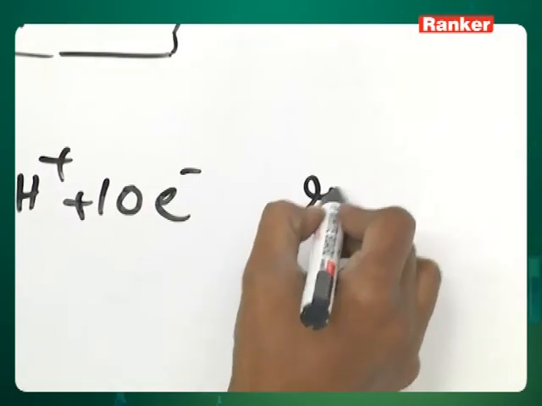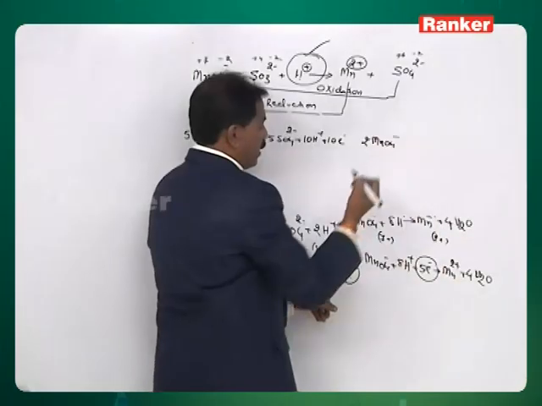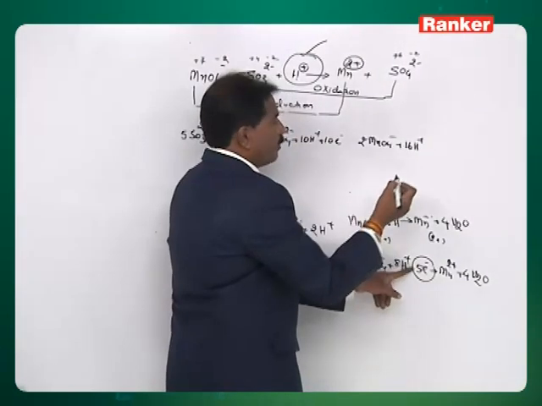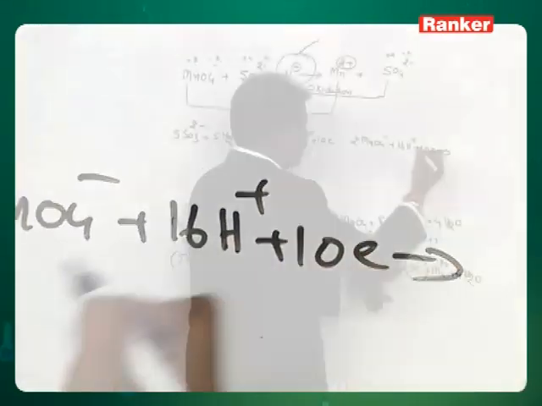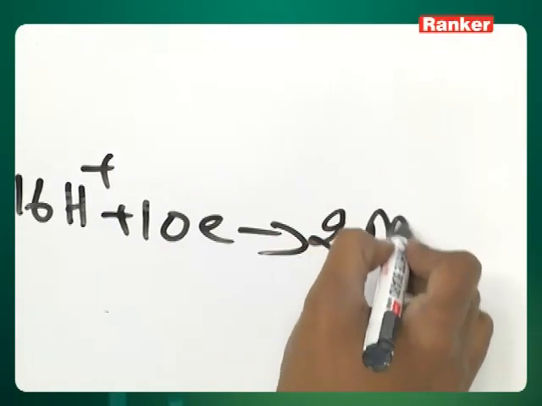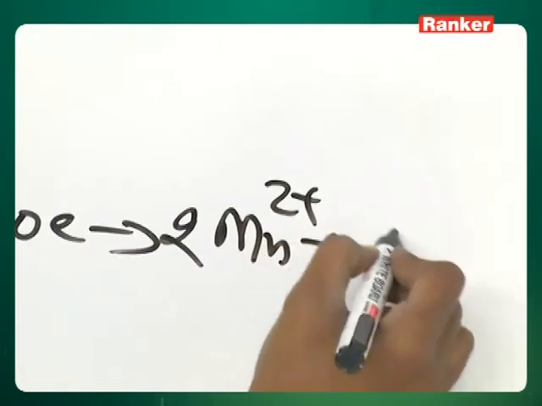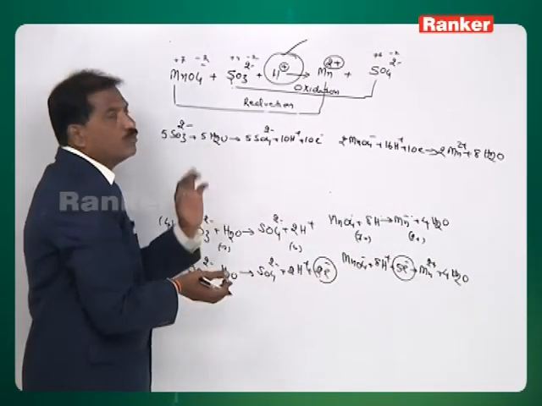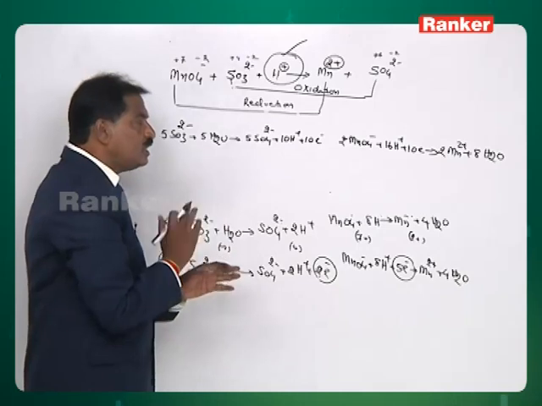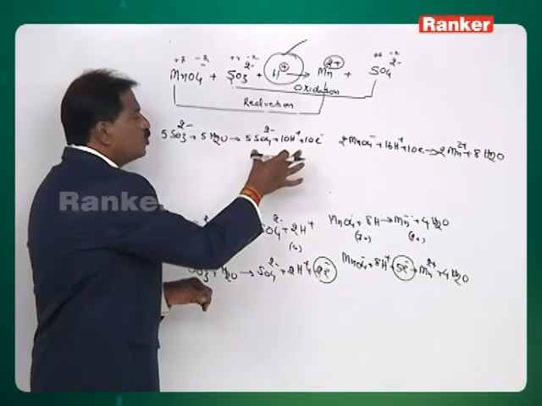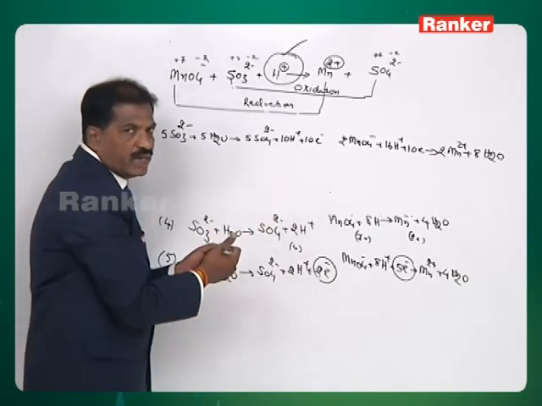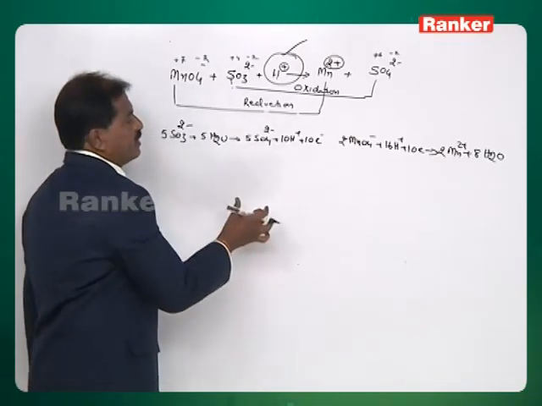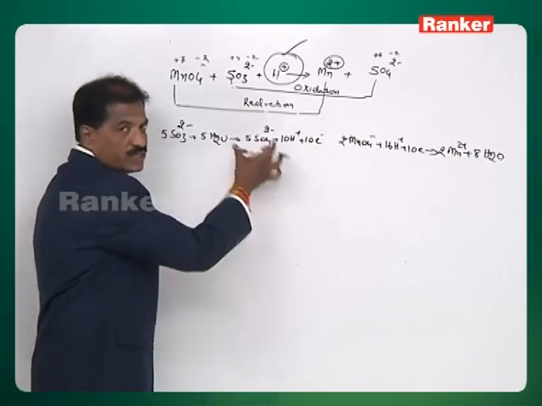Similarly, with this number, you multiply the second reaction. Now, 2MnO4- plus 16H+ plus 10 electrons gives 2Mn2+ plus 8H2O. Now we have equalized the electron number in both the half reactions. After equalization, the two independent reactions again have to be added together and we have to derive the net reaction. To derive the net reaction, just represent the two reactions one below the other.